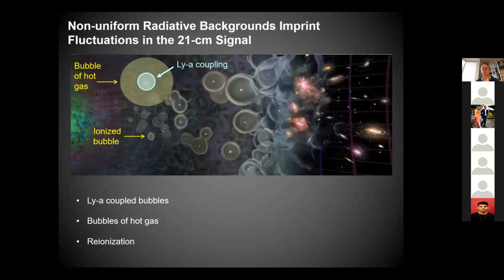So conventionally, three types of fluctuations are discussed. There are Lyman alpha coupled bubbles, then hot gas, as I mentioned, which also imprints fluctuations in the 21 centimeter signal, and of course, reionization. The timing and scales on which this information is imprinted vary between all three sources. Typically, Lyman alpha happens first and dominates the transition from the dark ages, and then X-ray heating starts heating up gas in a non-uniform way, and later reionization, powered by more massive galaxies, contributes.